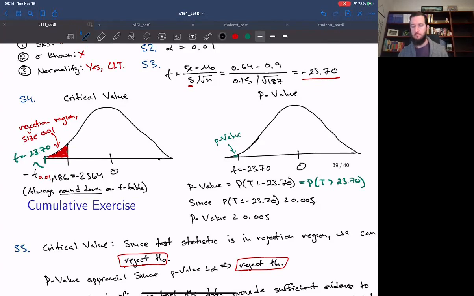Like different results, different conclusions? Sorry, I think you cut out there. It was quiet for a while and then you just had different results. Okay. Is there any situation where the p-value and the critical value will have different results? No. Different conclusions? No. They're always going to agree.